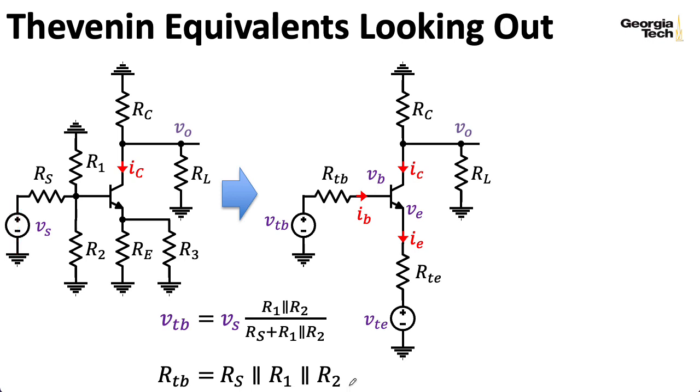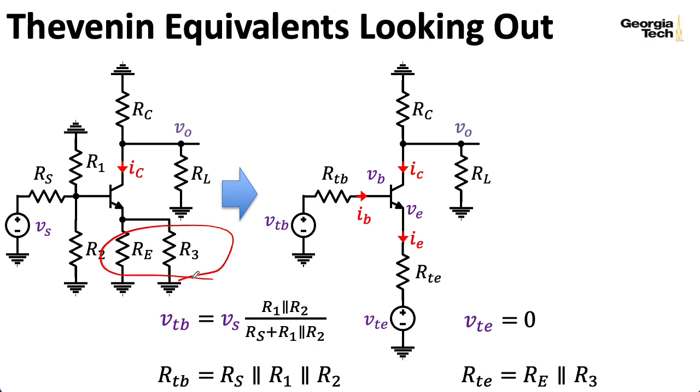Okay, so what about the emitter? Well, in this particular case, the Thevenin equivalent voltage looking out of the emitter is just zero. There's no voltage source down here. And the resistance looking out is just RE in parallel with R3. So keep these quantities in mind going forward.